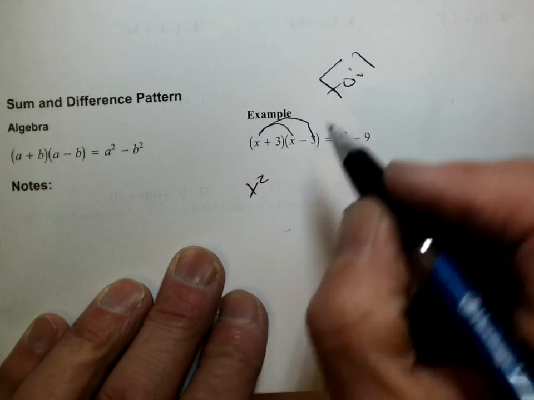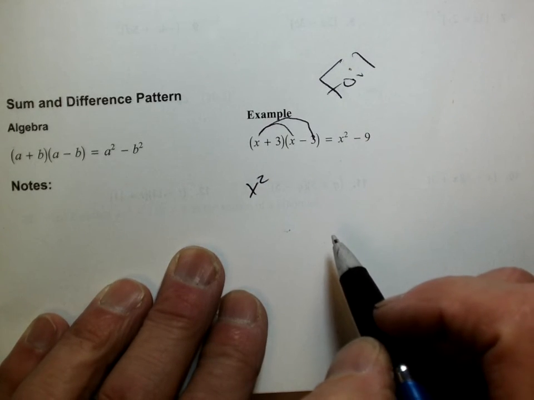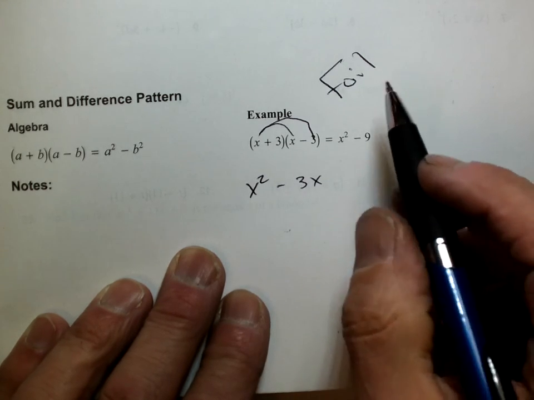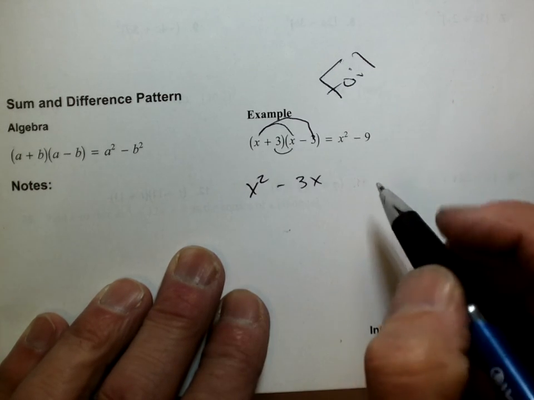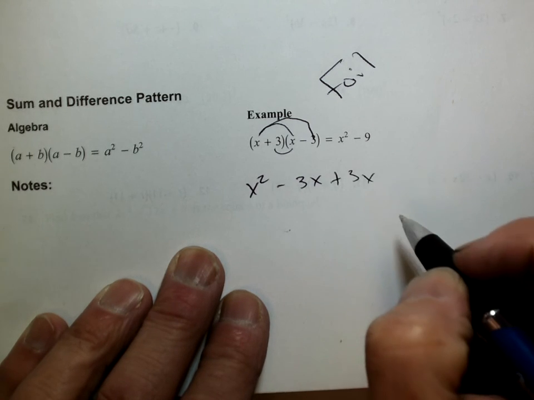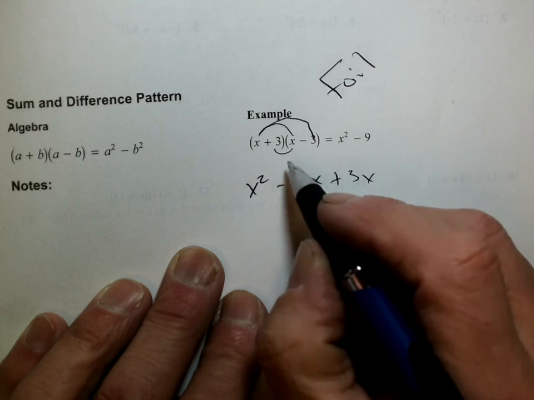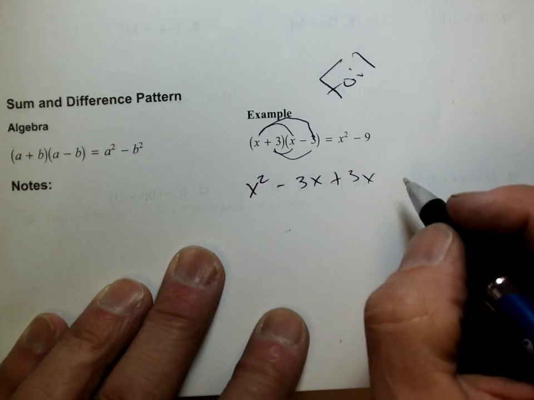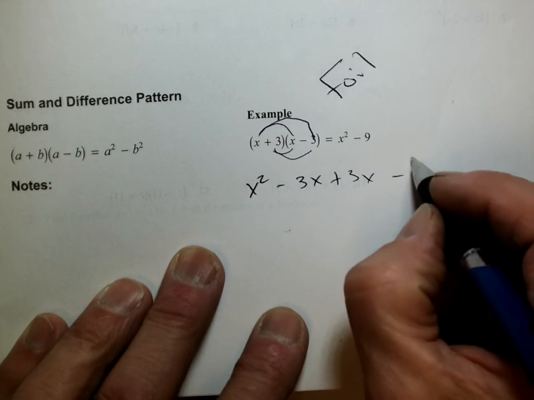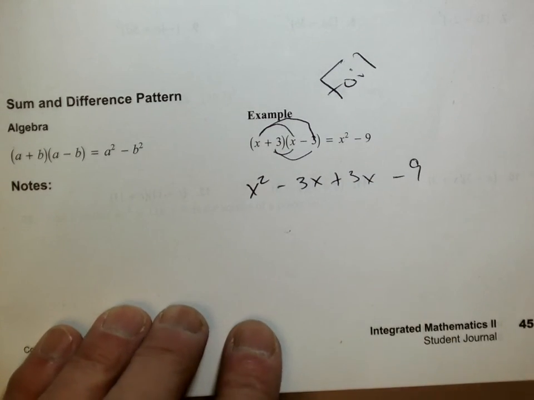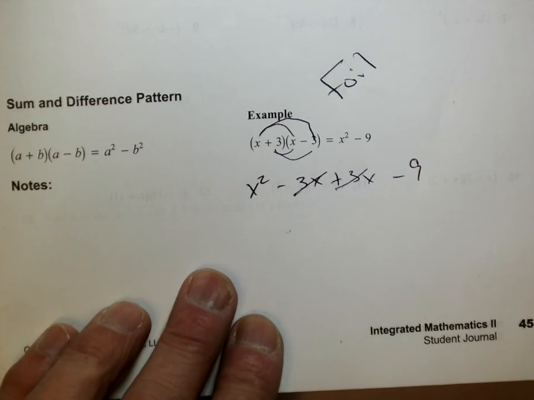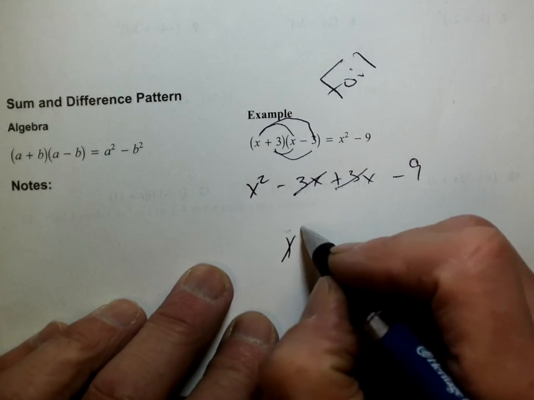X times a negative 3: negative 3x. 3 times x: positive 3x. And 3 times negative 3: negative 9. So in this case, these two cancel each other out, don't they? And you wind up with x squared minus 9.